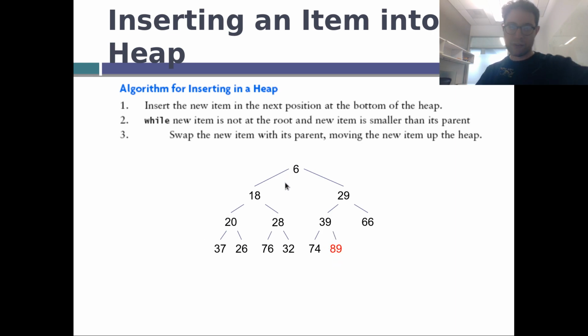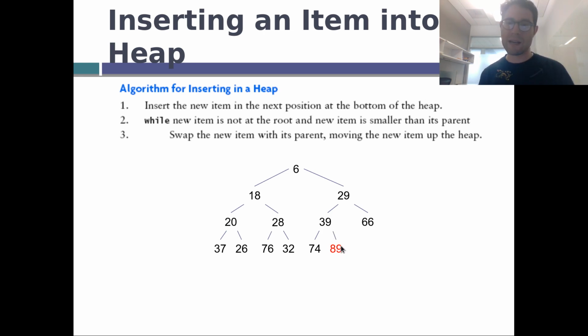Suppose the tree was just 6, right? Then the next position to enter the node would be 18, and then the position after that would be where 29 is, and then 20. So it's just basically top to bottom, left to right. So 6, this way, this way, this way. That order is called level order. So anyway, we insert an item in the next position at the bottom of the heap.